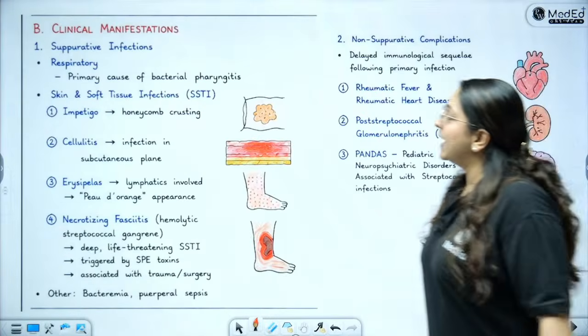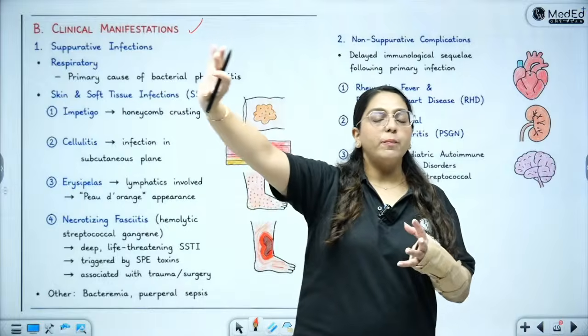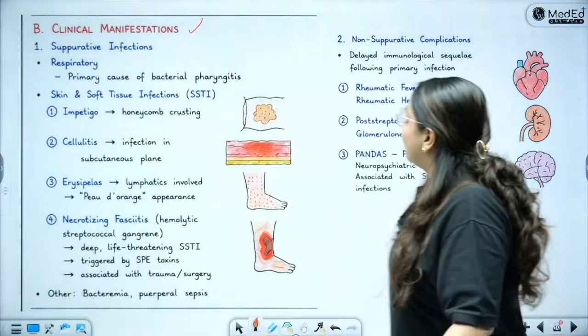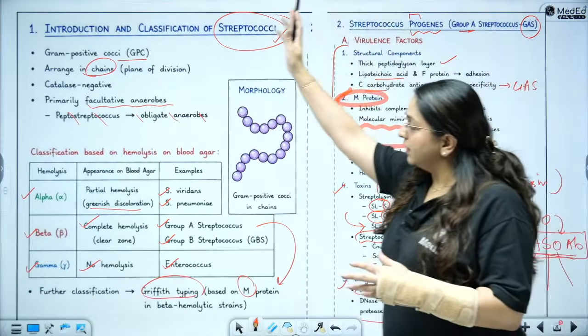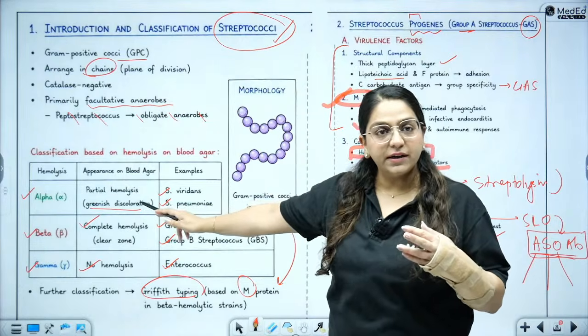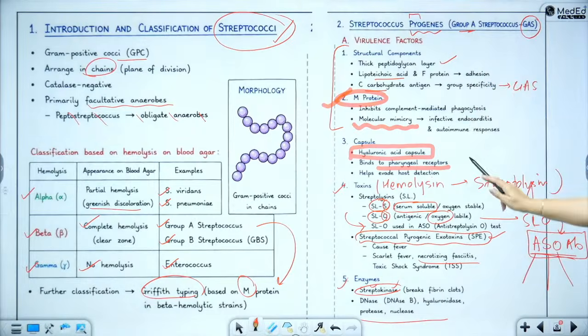Chalo ji. Next is clinical manifestations of Streptococcus. We went off topic for a little bit, so let's come back to it. We were discussing Streptococcus. We have seen the GPC in chains. We have seen the different hemolysins. We have seen the virulence factors including cell wall, toxins and enzymes.